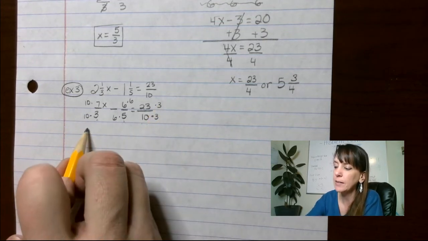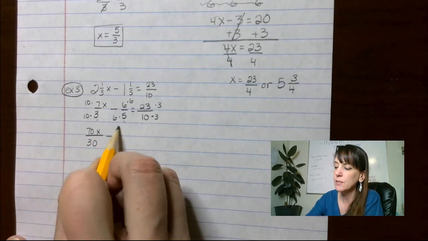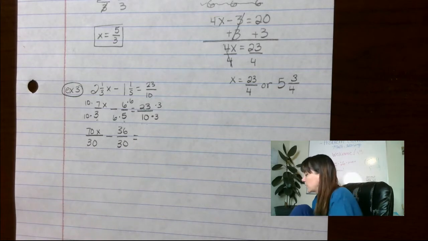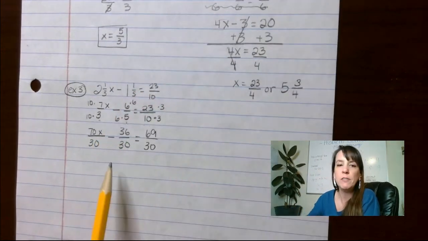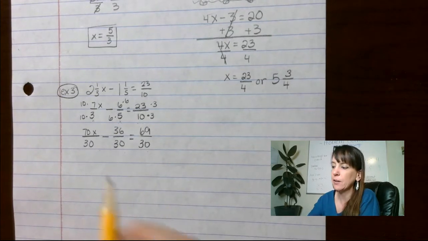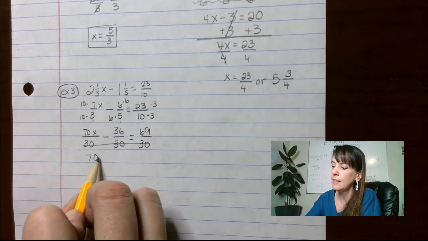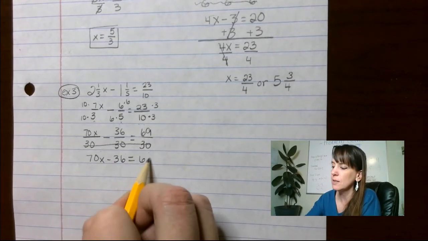So now what I have is 70x over 30 minus 36 over 30 equals 23 times 3, 69 over 30. All right, all of my chunks have a common denominator here, so I'm going to cancel that one out. And now I have 70x minus 36 equals 69.